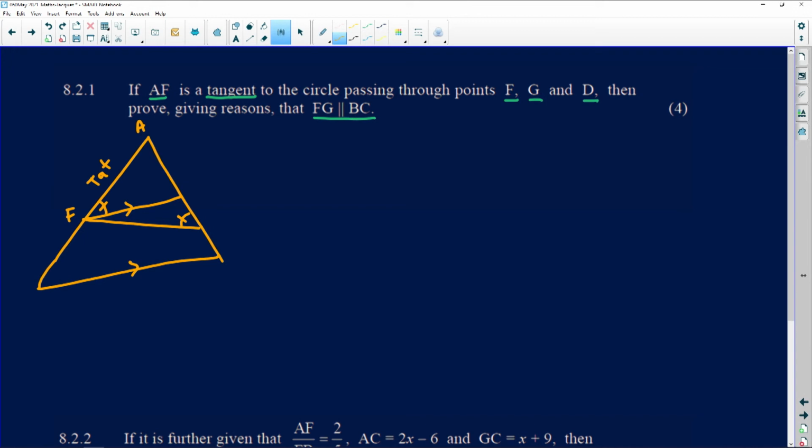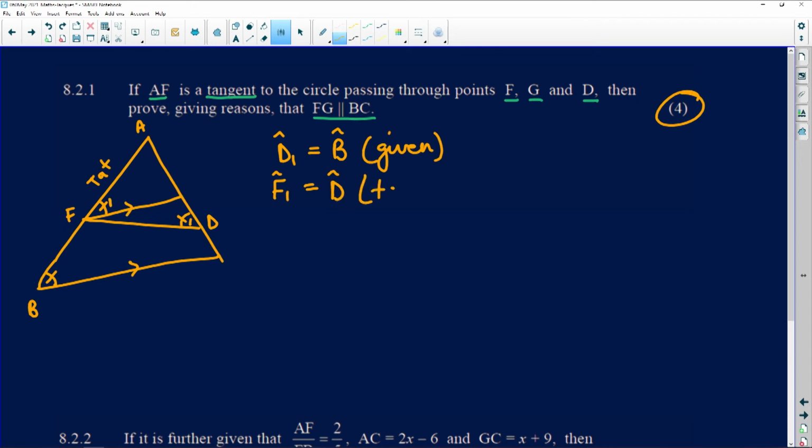So we're going to start by D1, which lies over here, which was given equal to B, which was over here. That's where this whole journey started. So we start off D1 is equal to angle B, and that was clearly given in the information. Then we can say that this is angle F1. Angle F1 is equal to angle D. And why is that so?